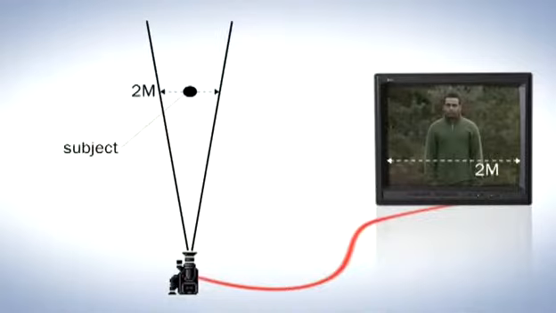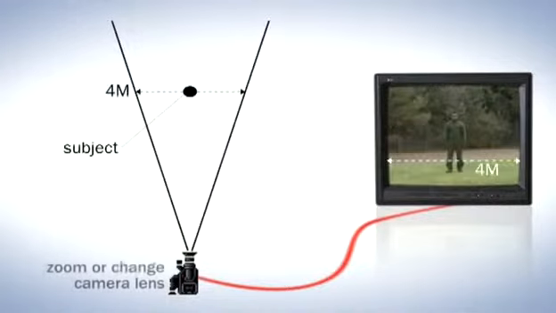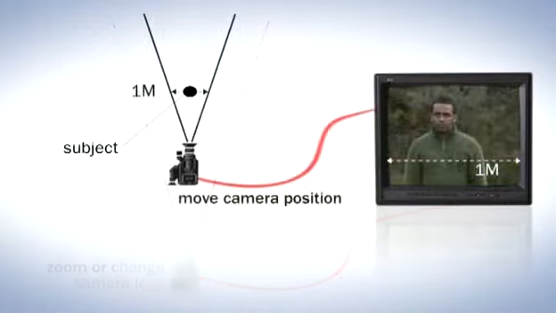Clearly, one of our fundamental concerns in setting up a CCTV system is the extent of the area captured by the camera, the field of view as it's known. There are several ways we can modify this: by zooming in or out, changing the camera lens, or moving the camera to a different position.